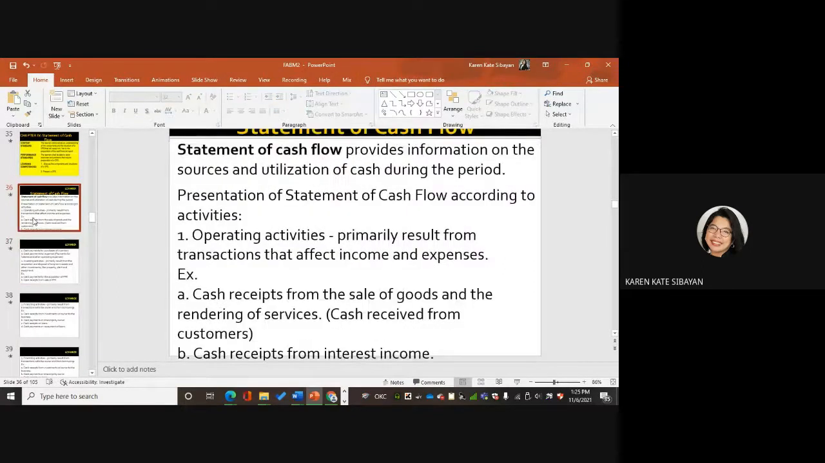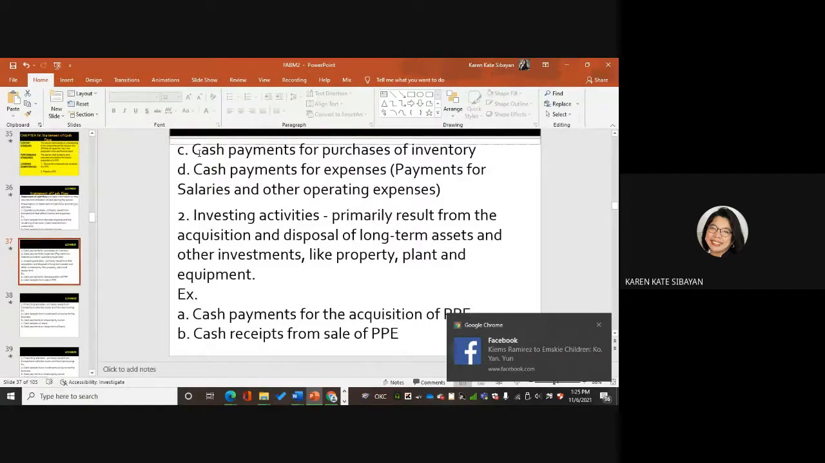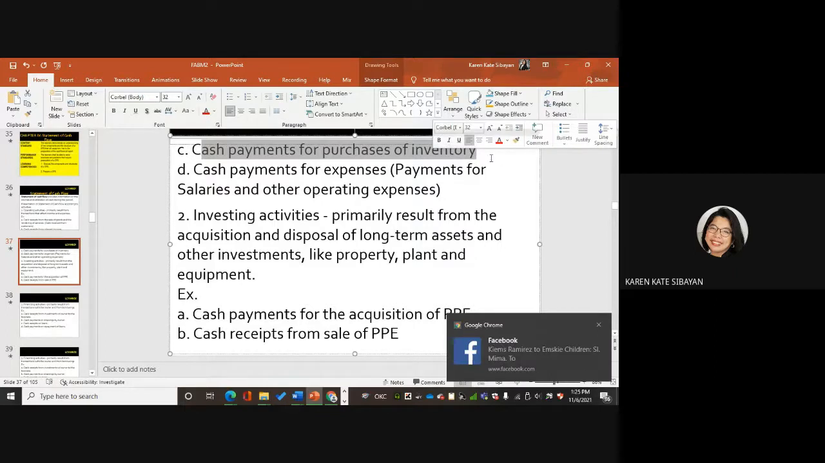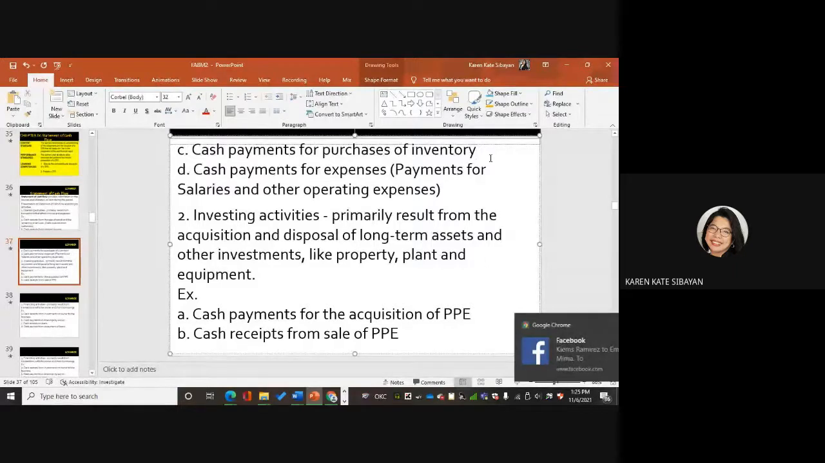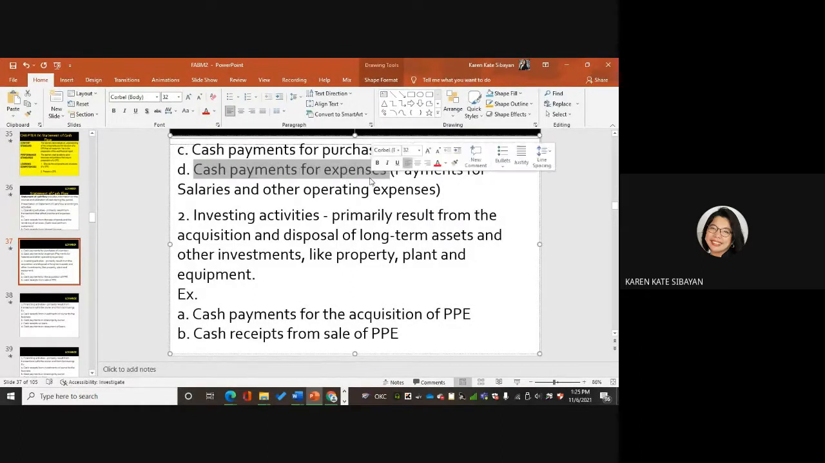So usually, itong cash receipt, these are the inflows. Ito yung mga pumasok na cash. So usually, kapag pumasok sa cash, sa debit side dapat siya nakalagay. Next. Cash payments. Pag sinabing cash payments to purchase inventory, ibig sabihin, meron siyang mga binili na kailangan niya para sa business niya. Outflow, kasi nagbayad ka.